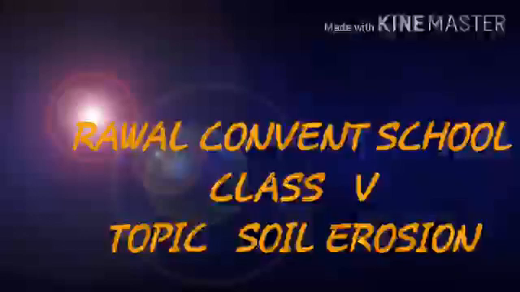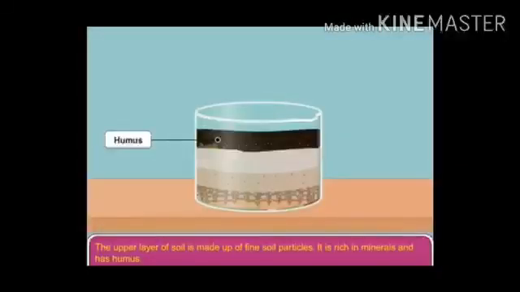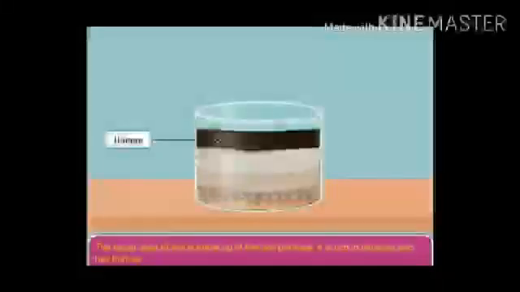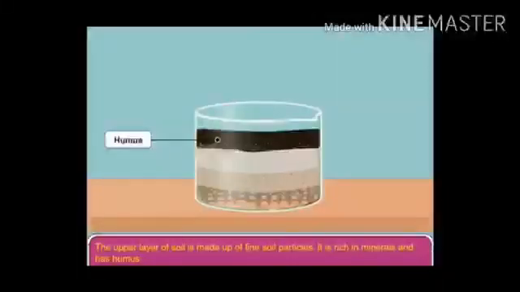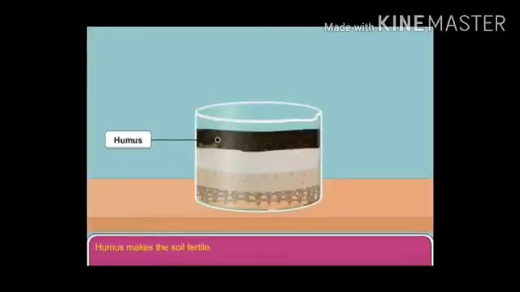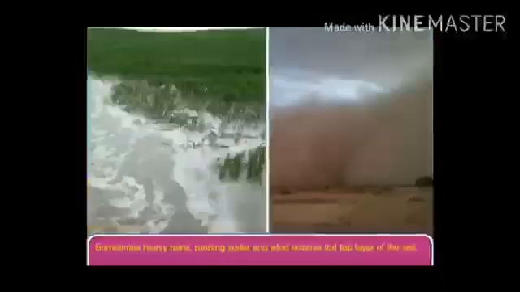Today we will study about soil erosion. Have you ever heard about soil erosion? The upper layer of soil is made up of fine soil particles. It is rich in minerals and has humus. Humus makes the soil fertile.